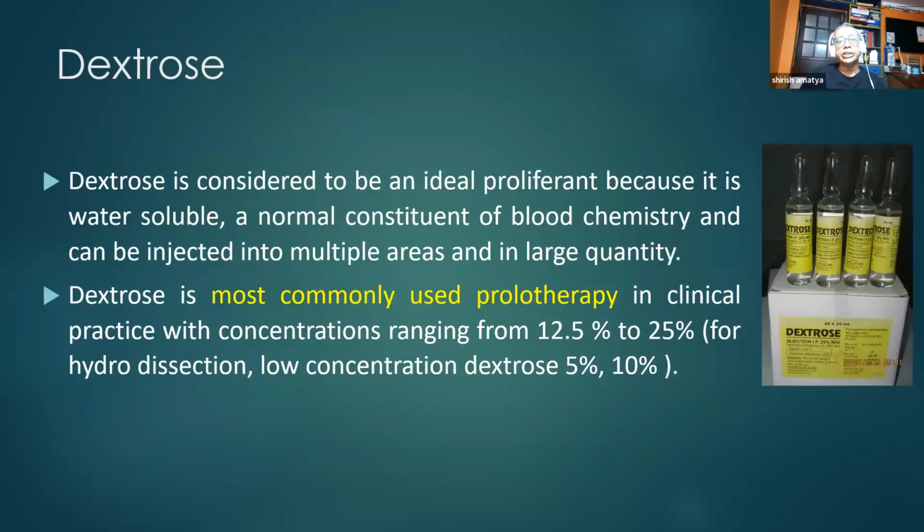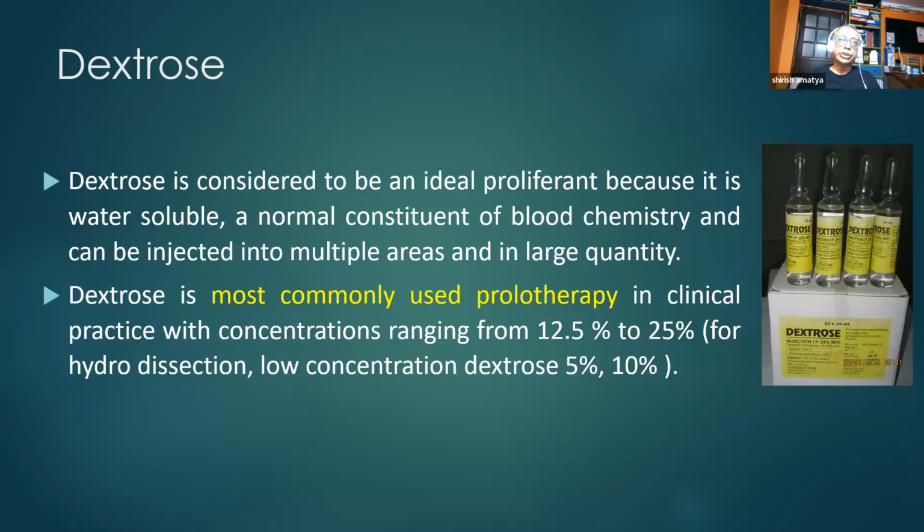So coming to another injection that we will be talking about, dextrose. Dextrose is the most commonly used prolotherapy agent in clinical practice, and normally we use a concentration ranging from 12.5 to 25% dextrose. We can also use low concentration dextrose, that is 5% or 10%, and these low concentrations are usually used to inject around the nerves or around the tendon. But if you are going for prolotherapy with dextrose, then we recommend the use of 12.5 to 25% dextrose.